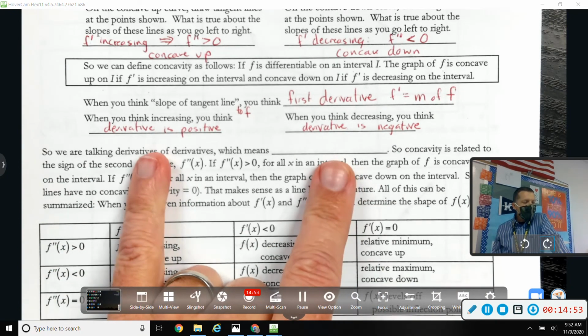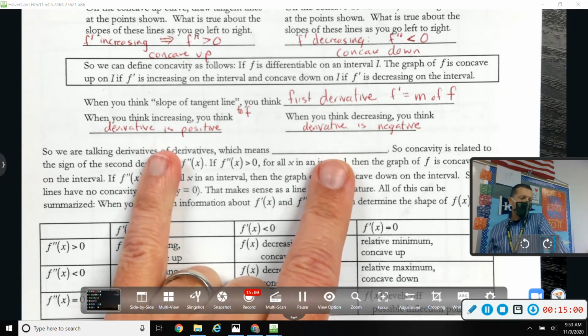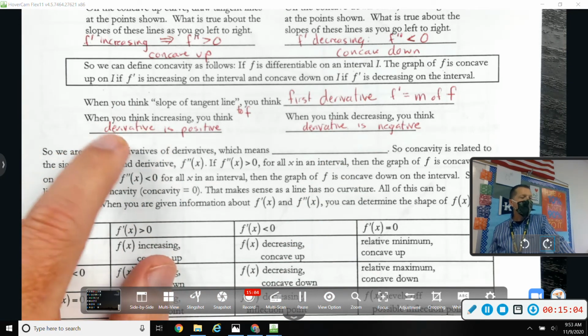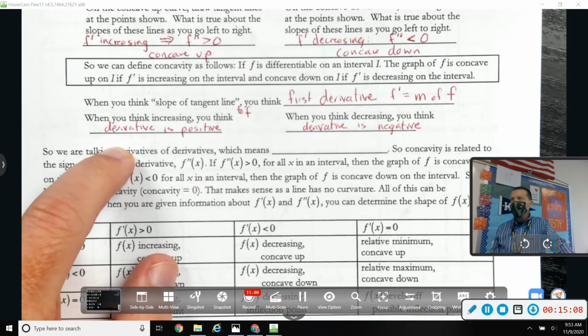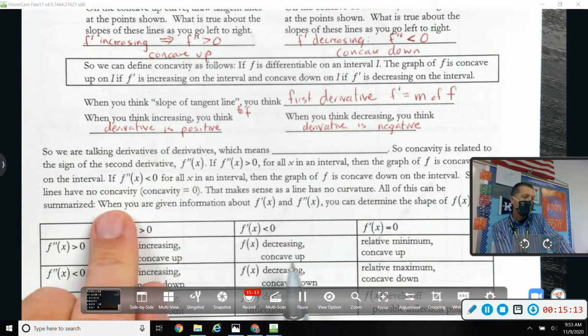I kind of don't like this because he doesn't specify if we're talking f or f prime or f double prime. But I do like it because it holds regardless. If you think f is increasing, then f prime is positive. If you think f prime is increasing, then f double prime is positive. Because increasing or decreasing are derivative type words.